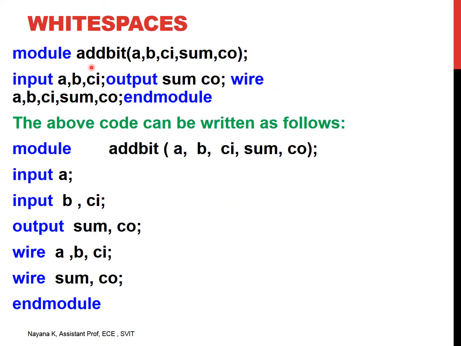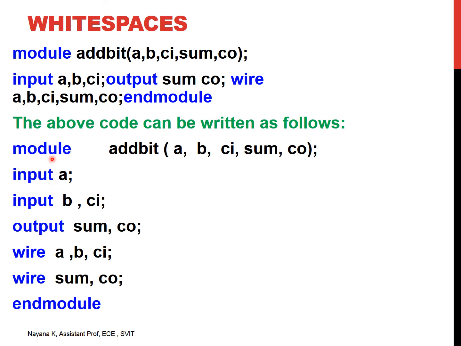The first three lines of code represent a module named add bit. So it's adding some bits. The port list contains A, B, C, I, sum, C naught, and inputs are declared A, B, C, I. Then on the same line, in continuation, an output is declared, the sum comma C out. Then we have the wire declaration, and then end module. What do we observe in this code? These three lines of code can be equally written as shown below.